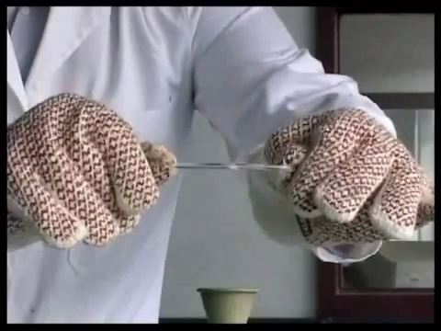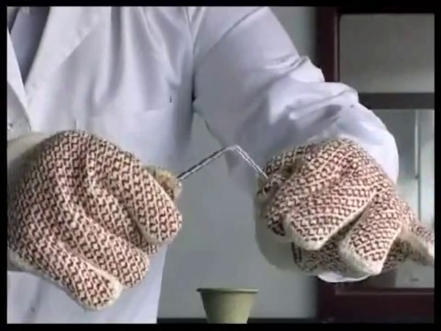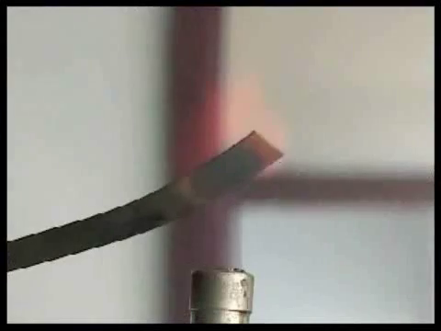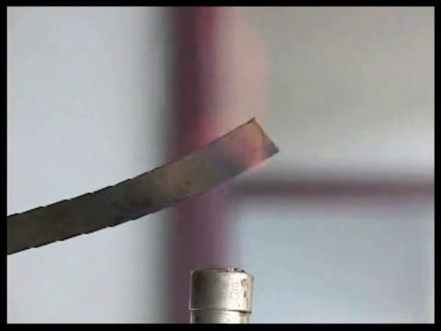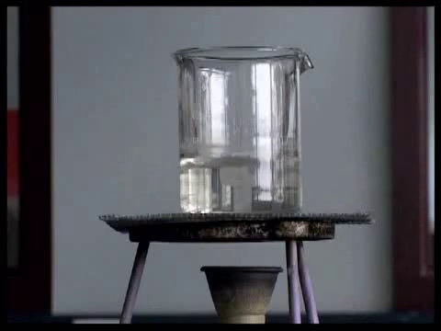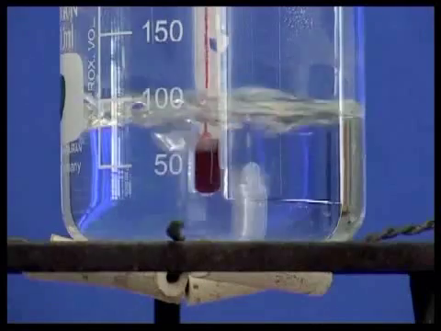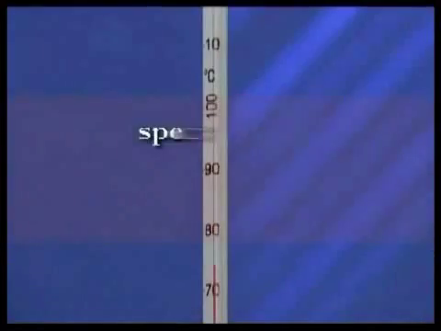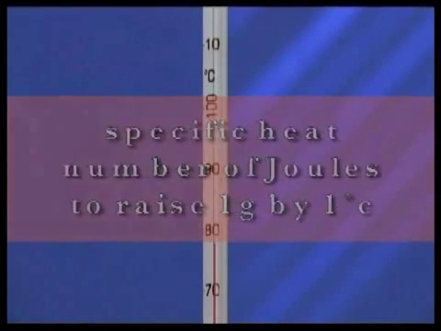To raise the temperature of an object, heat has to be transferred to the object. However, not all substances experience the same rise in temperature when heat is added. The capability of a substance to absorb energy in the form of heat for a given increase in temperature is called specific heat. The specific heat of a substance is the number of joules needed to raise 1 gram of the substance by 1 degree Celsius.